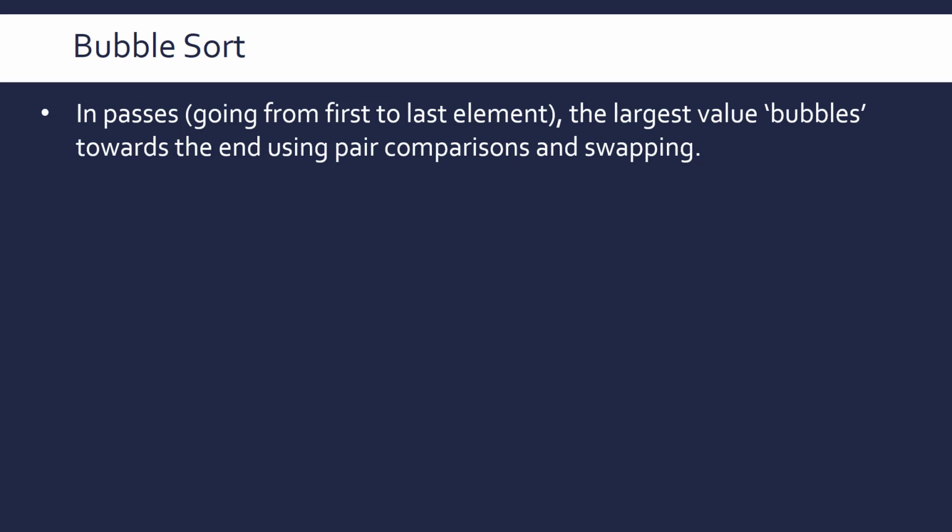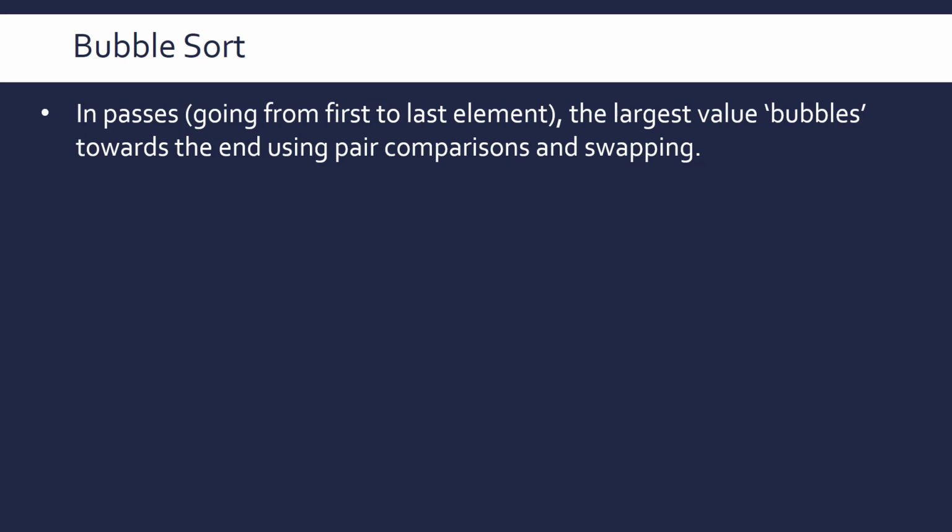Now let's talk about some sorting algorithms. So first of all, bubble sort, a classic of this genre. Sorting algorithms put an unordered list in order, so ascending, descending, alphabetical, etc. Bubble sort works in passes. A pass goes from the first element to the last element, and what the name comes from is that the largest value, if it's ascending, bubbles towards the end. It does this using comparisons between pairs and then swapping if they're out of order.